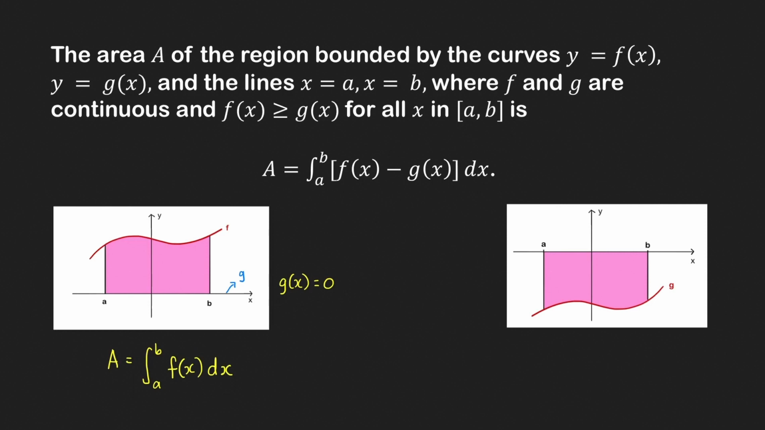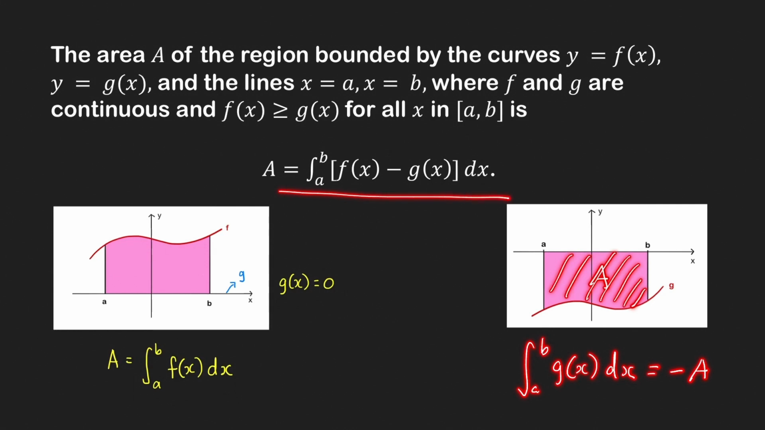If we consider this region here, which is bounded below by a function g, then how do we find the integral from a to b of g of x dx? Since we have a region below the x-axis, this is just equal to negative A, where A is the area of this region.